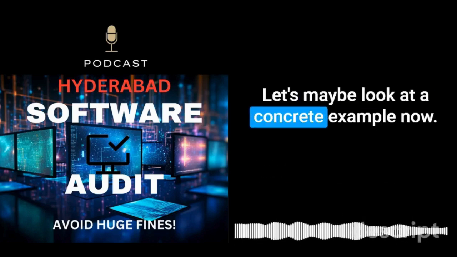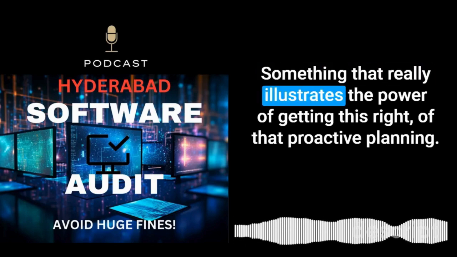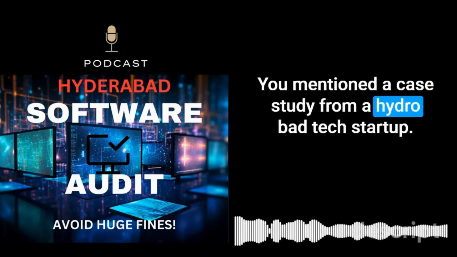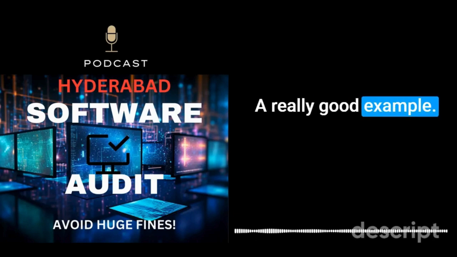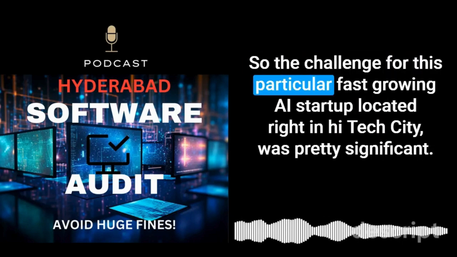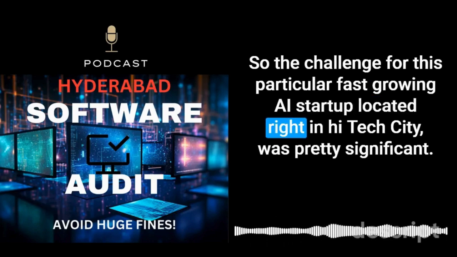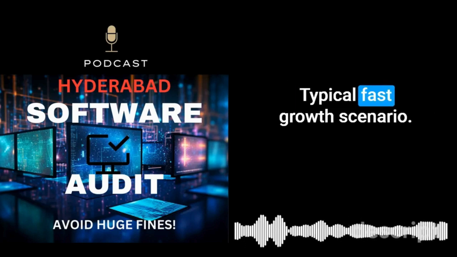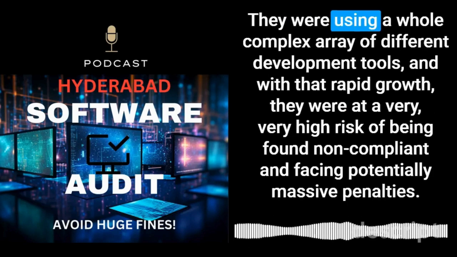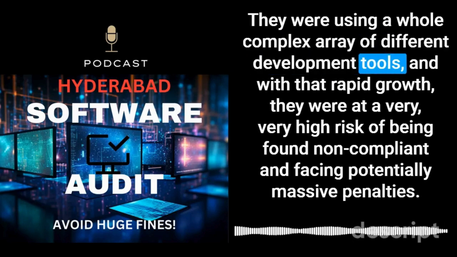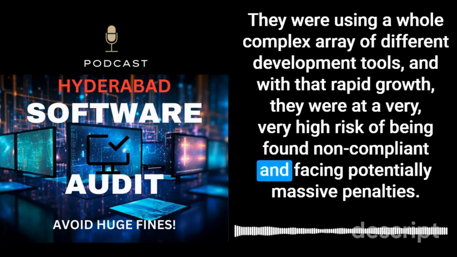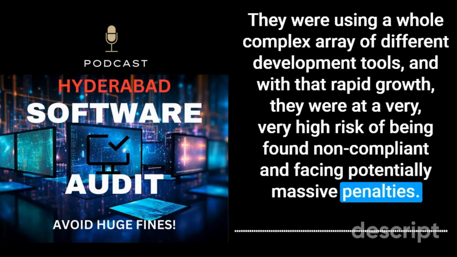Sure. Okay, let's maybe look at a concrete example now. Yeah. Something that really illustrates the power of getting this right, of that proactive planning. You mentioned a case study from a Hyderabad tech startup. Yes, a really good example. So the challenge for this particular fast-growing AI startup located right in Tech City was pretty significant. They were hit with a sudden audit request from a major software vendor. And, typical fast growth scenario, their records were scattered. They were using a whole complex array of different development tools. And with that rapid growth, they were at a very, very high risk of being found non-compliant and facing potentially massive penalties.